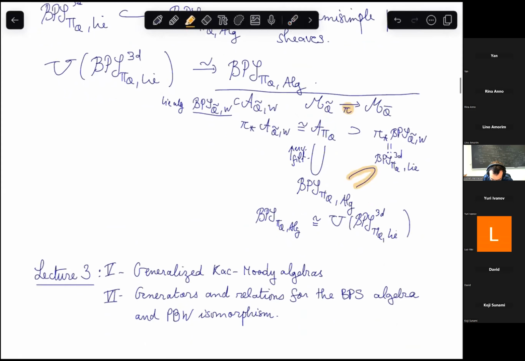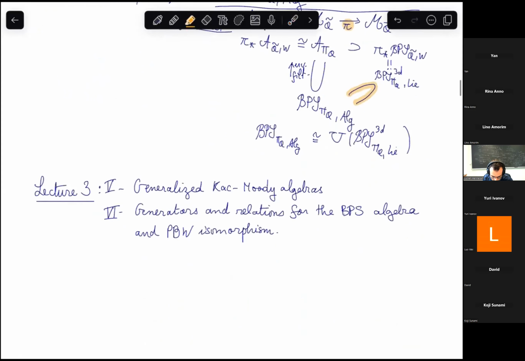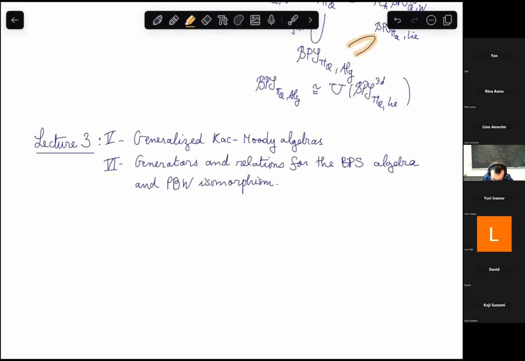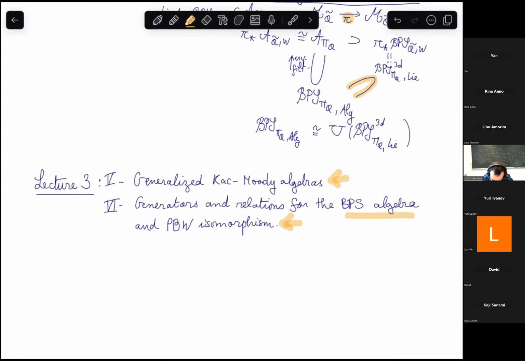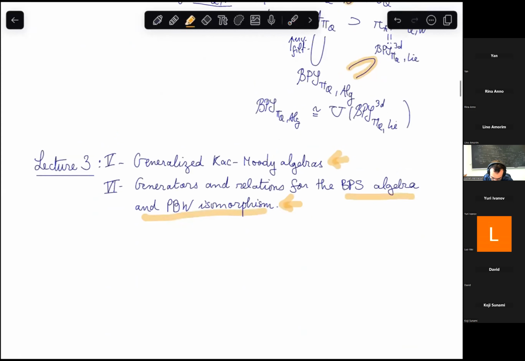Okay. So the plan for today is the following. I would like to give you some definition of generalized Kac-Moody algebras in the sense of Borcherds. If you know what a semisimple Lie algebra is, then it's some generalization of this construction, I mean, of the definition by generators and relations. And then I would like to explain to you that the BPS algebra is one of these, or the enveloping algebra of some generalized Kac-Moody algebra.